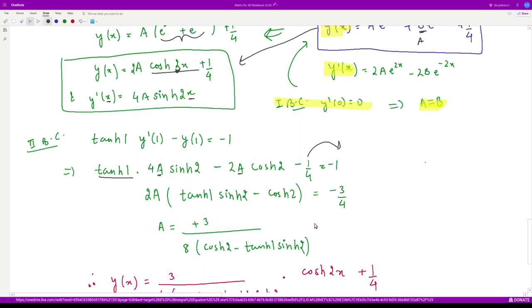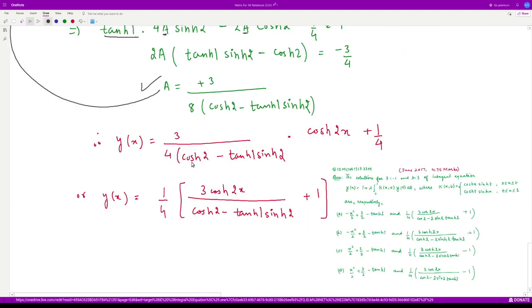So a is this, and when we substitute this a back into the equation over here, we have y of x is equal to 3 divided by 4 cos hyperbolic 2 minus tan hyperbolic 1 sin hyperbolic 2, into cos hyperbolic 2x plus 1 by 4. So ultimately this is the solution. Let us see our options. Out of these two we need to select one, and let's match up the terms. So here option B is the correct option.